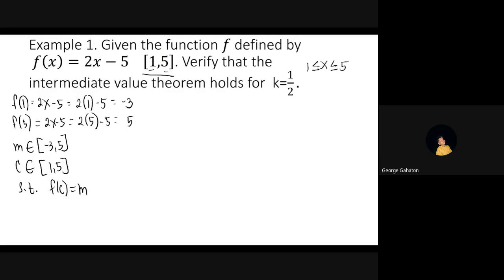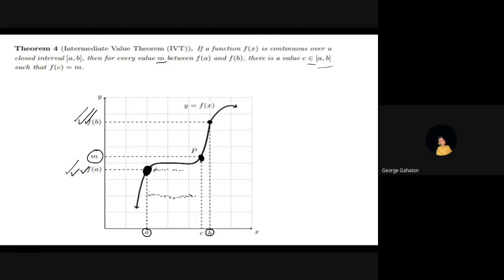We're not yet done. Since there exists m such that f of c is equal to m and our m there is equal to 1/2, then solving for the equation, f of c is equal to 1/2, then 1/2 is equal to 2c minus 5. You will have to substitute x using c because according to the intermediate value theorem, there will be a value of c, an element of closed interval [a, b], such that f of c is equal to m.